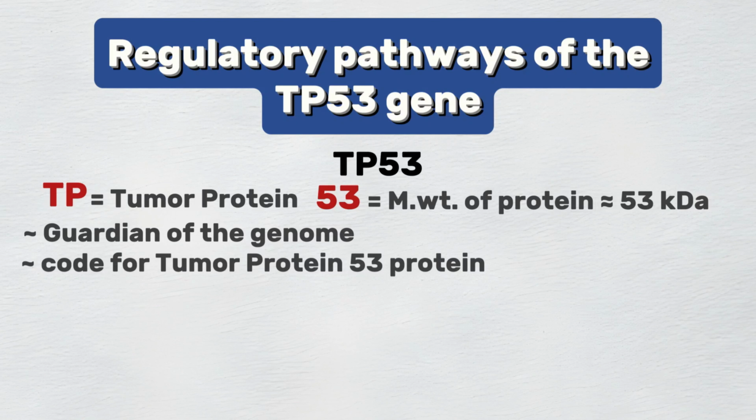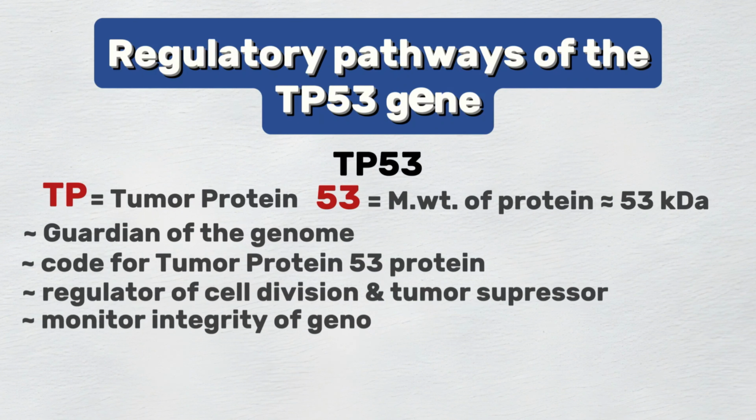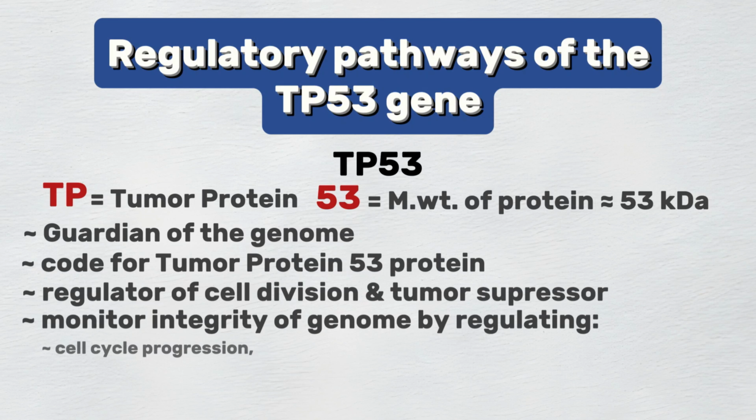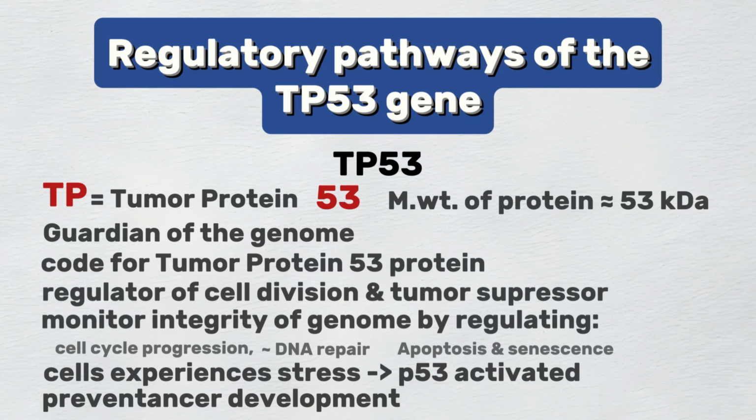So the P53 protein is a critical regulator of cell division and acts as a tumor suppressor. It plays a crucial role in monitoring the integrity of the genome by regulating cell cycle progression, DNA repair, apoptosis, and cellular aging. So when a cell experiences stress or damage, such as DNA damage or oncogene activation, P53 is activated and orchestrates appropriate cellular responses to maintain genomic stability and prevent the development of cancer.